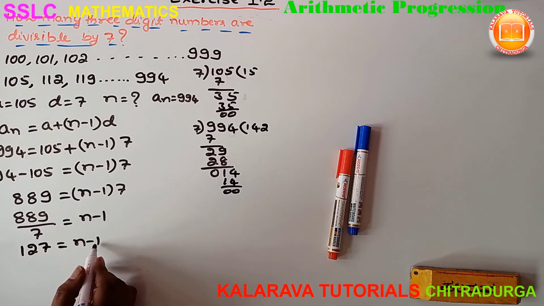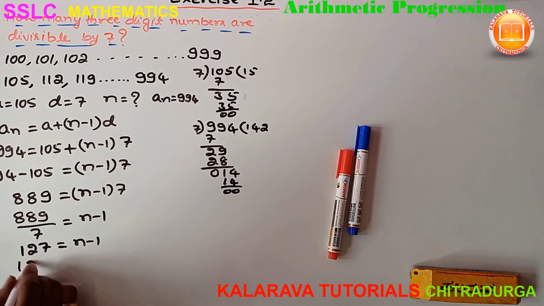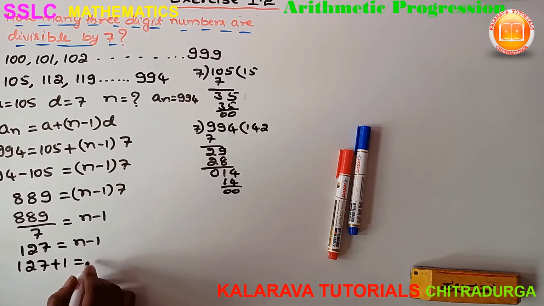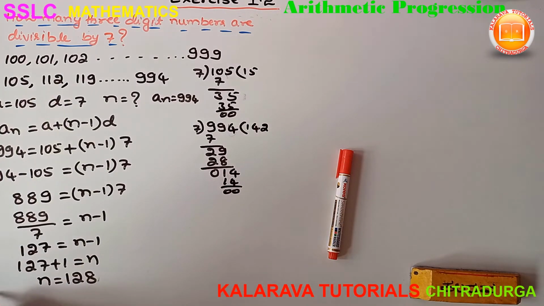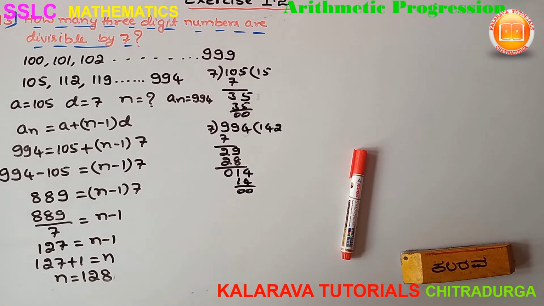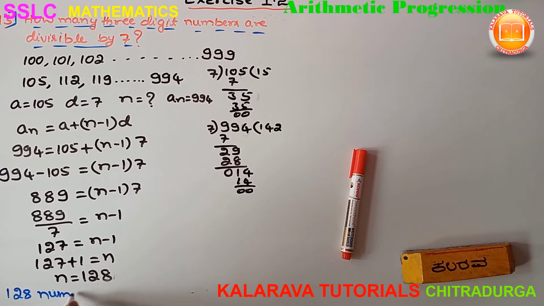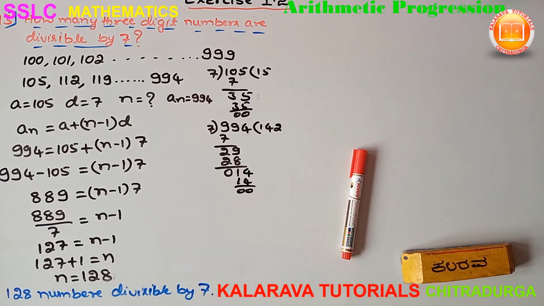Now we have to transfer this minus 1 to the left hand side. 127 plus 1 is equal to n. So 127 plus 1 means 128, that is n is equal to 128. So here we write: how many numbers are there? There are 128 numbers which are divisible by 7. Here we write 128 numbers divisible by 7.